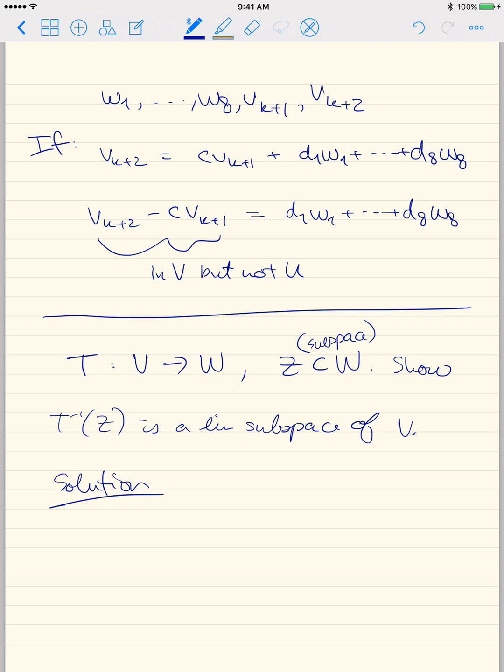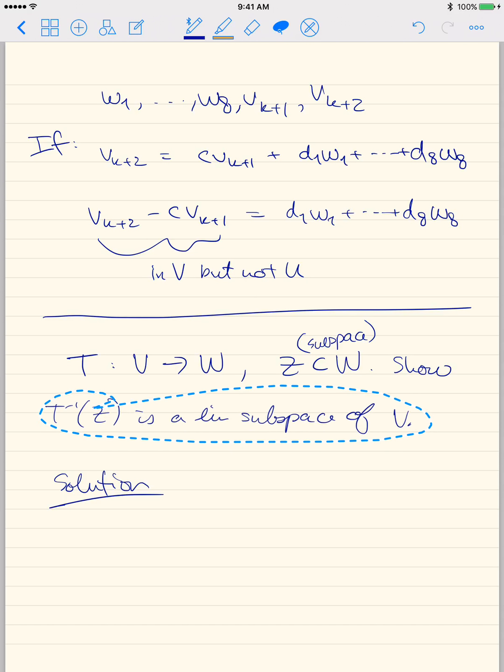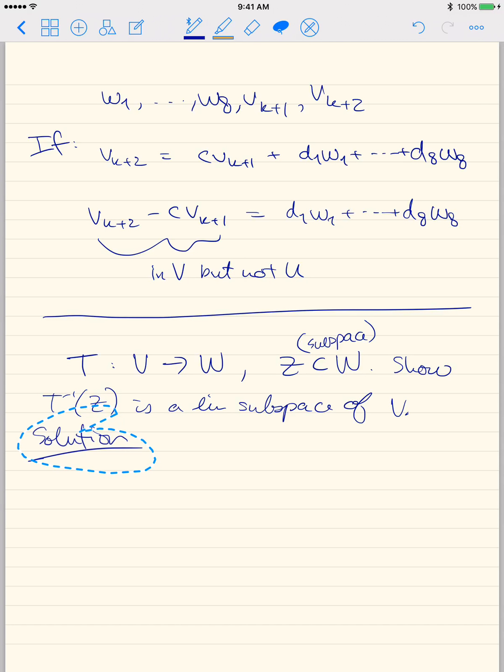So like, does it have 0, I guess? We want to check whether something is a subspace of some vector space. So the first thing we need to ask is, is the 0 vector of the larger space actually in T inverse of Z? And what does that mean? What does it mean for one element to be in the pre-image of a particular set under a given function?